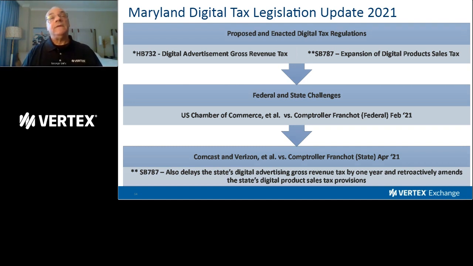It's a federal case filed in February '21 by the U.S. Chamber of Commerce together with the Internet Association and other large company groups. And then there's another one, a state case, Comcast and Verizon versus, again, the Maryland Comptroller Franchot, in April '21. These two are still pending. They're still ongoing lawsuits. You will see what is being discussed, okay?